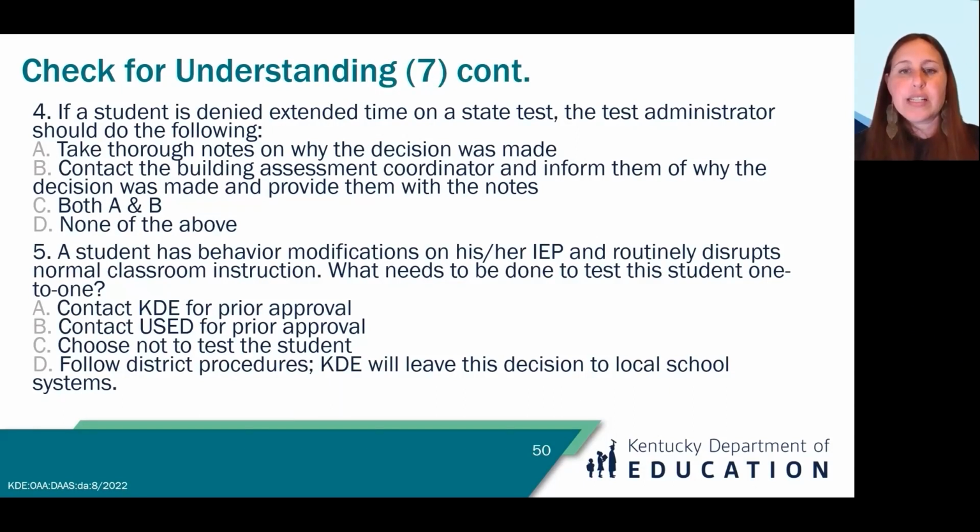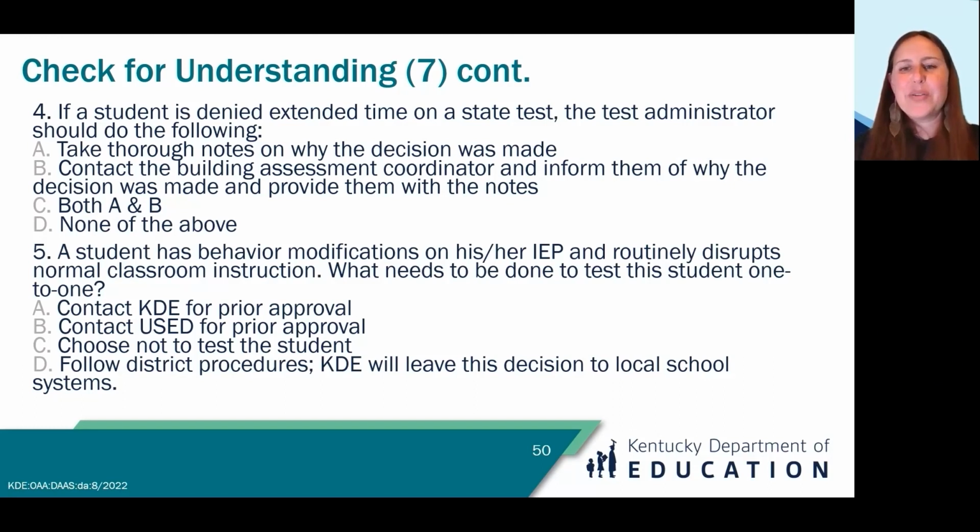Question 4. If a student is denied extended time on a state test, the test administrator should do the following. A, take thorough notes on why the decision was made. B, contact the building assessment coordinator and inform them of why the decision was made and provide them with the notes. C, both A and B. D, none of the above. The answer is C. If a student is denied extended time on a state test, the test administrator should take thorough notes on why that decision was made and provide those notes and notification as soon as possible to the building assessment coordinator for proper documentation.